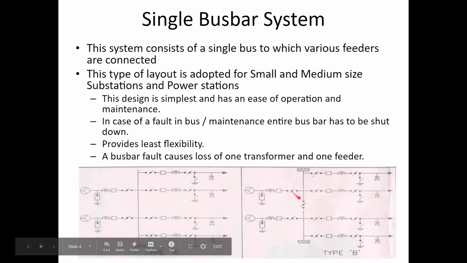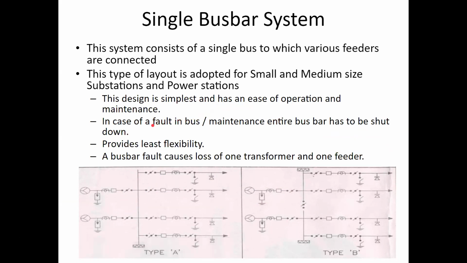This is the single bus with section. You can see this one section, and these two are supplied by this bus. These two are supplied by this bus. But this can be closed to make it one bus bar. That is the modified type. But the basic single bus bar system will have only one bus. This is the simplest and easiest for operation.